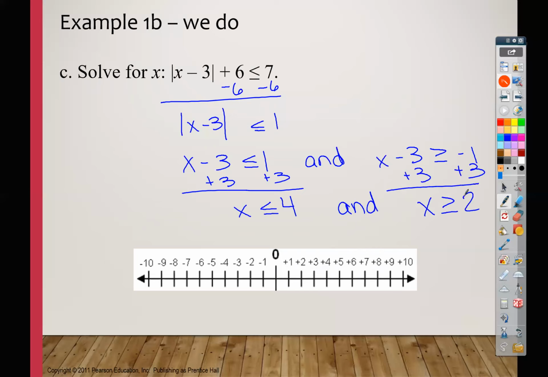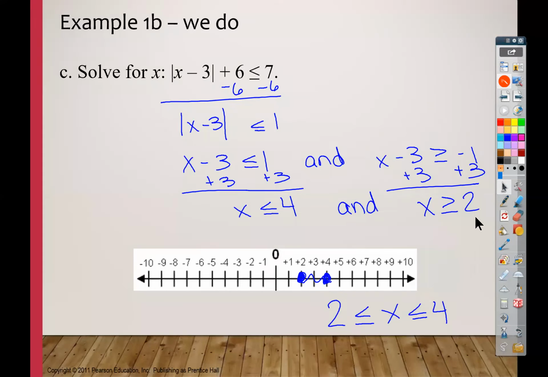The "and," remember, means that I'm using an intersection, okay? So I'm going to write this in order from least to greatest. So 2 is less than or equal to x is less than or equal to 4. So I have a closed circle on the 2 and the 4, and x is everything in between. And then you can see that right there.